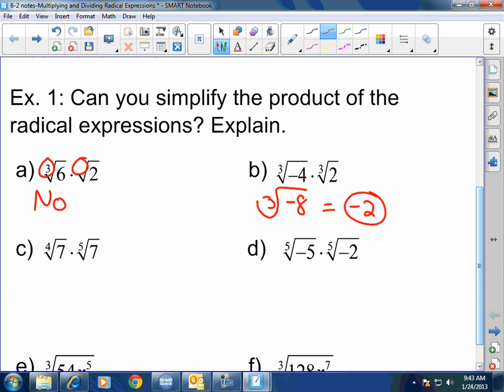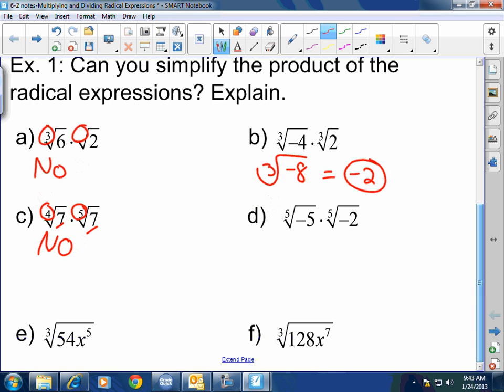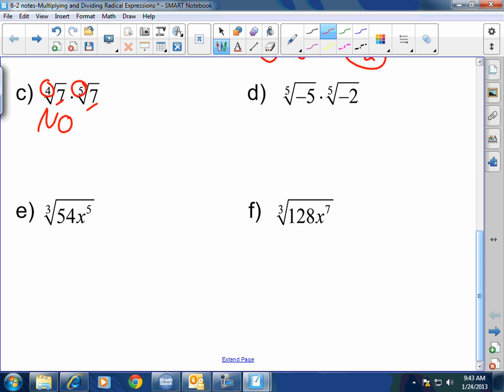Negative 2, gentlemen. Can I multiply the 4th root of 7 and the 5th? But I got the same radicand. Oh, but I don't have the same root. Very good. No.